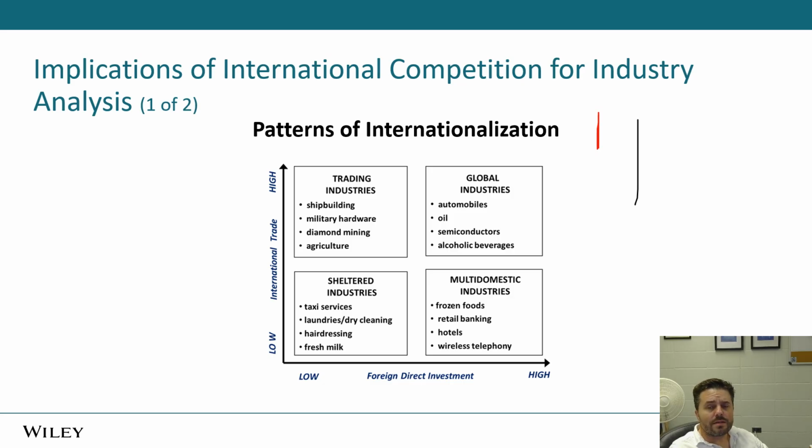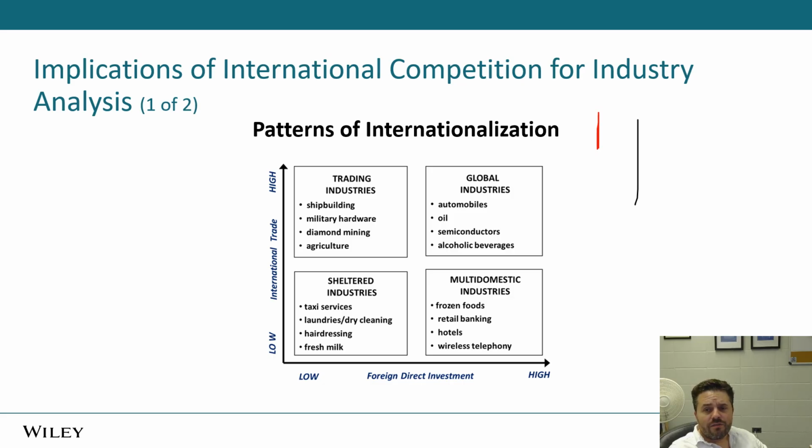Diamond mining. Well, why are diamonds exported? Well, you can't just decide that you're going to open up a diamond mine in any country. The diamonds are where they are, as God has distributed them in nature, and where they are is where we get them from, and whoever wants to buy them, we're going to have to ship them to that seller. Agriculture, exact same thing. Where the crops grow is where they grow, and so we tend not to see FDI, and we do export.